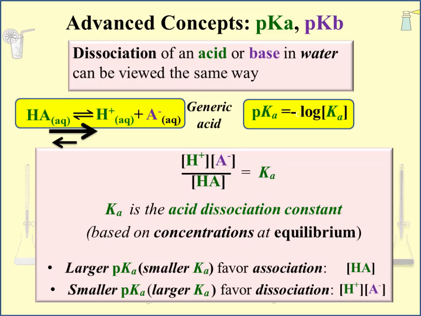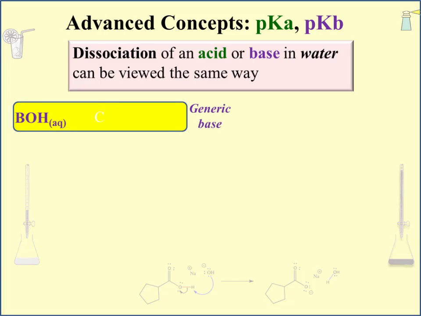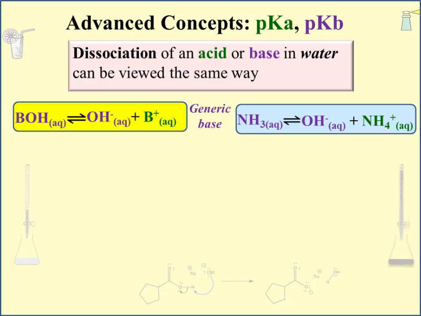The same argument can be made with an aqueous generic base. It is in equilibrium with its hydroxide ion and conjugate acid, B+. Like the weak base, ammonia, there's a water molecule involved in this reaction that is not shown. That is where the hydroxide and the acidic hydrogen in the ammonium ion comes from. The water is implied with the aqueous subscript.